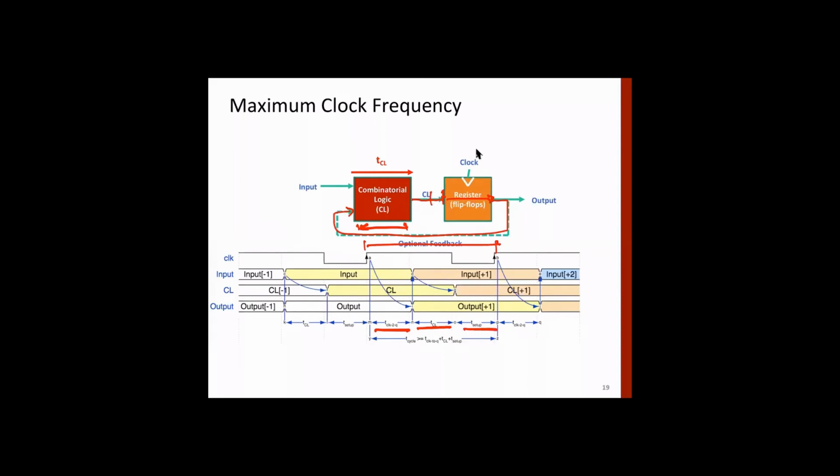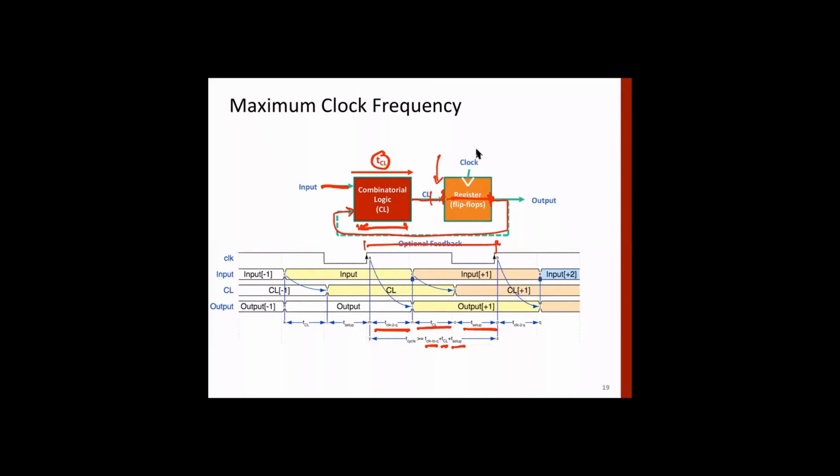Then this output is to be used here, and then we have to have setup time, right? Or we can start from here and say that we need T_CL time, then setup time, and after clock to Q, the output is available here. So this is the total delay that we have, which is clock to Q plus T_CL plus setup time. Now this time has to be sufficiently long enough such that it can be done within a clock cycle.